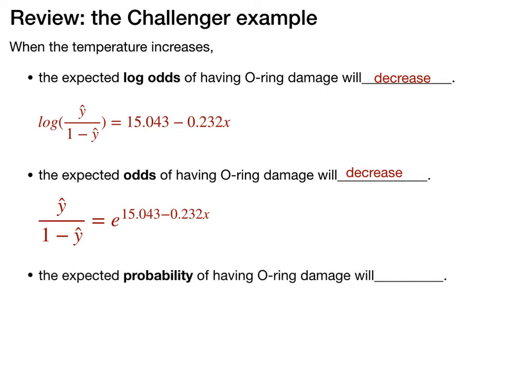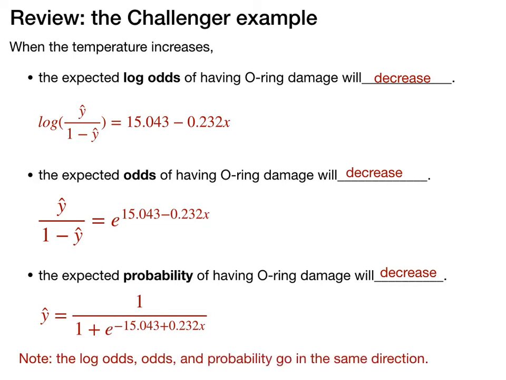What about probability? Turns out that probability will decrease as well. So this is the formula if we have probability on the left side, and the denominator will increase when x goes up, so the entire thing will decrease. The takeaway from this exercise is that the log odds and probability will go in the same direction. So if you know that the log odds is decreasing, you should immediately know that the probability and odds are decreasing as well.